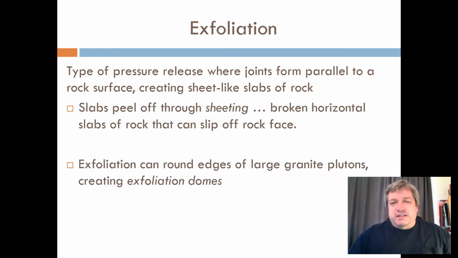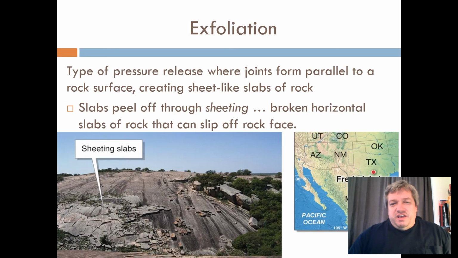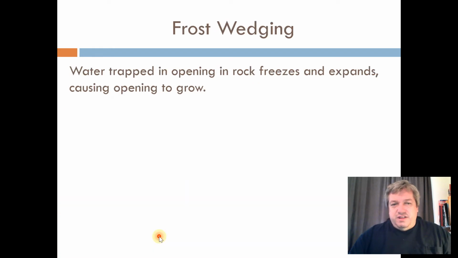Okay, so let me get to the picture. It's kind of interesting. Here's a large area of rock that kind of is like a dome, and the rock is just basically sheeting off, sliding down to the edge. Another one is frost wedging. Okay, and frost wedging is just that.